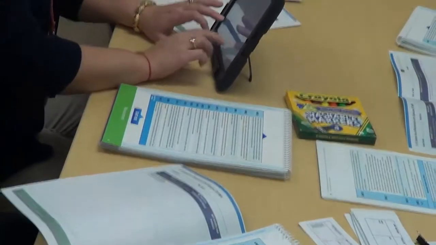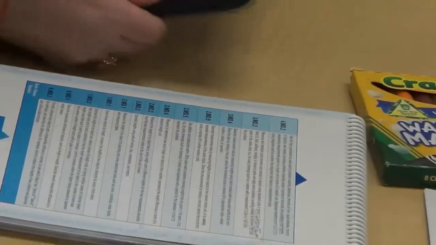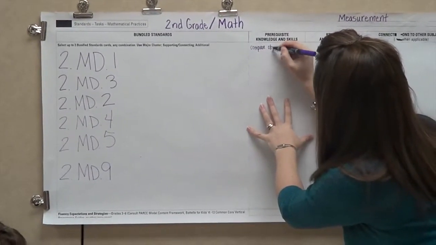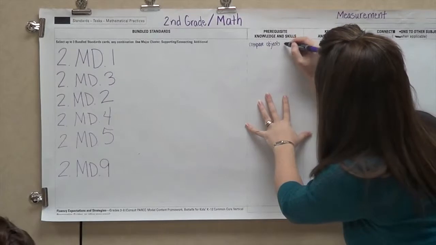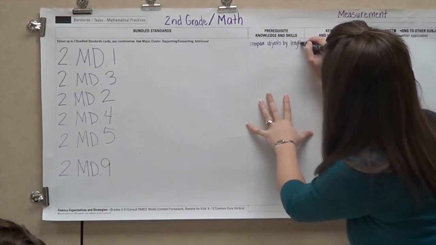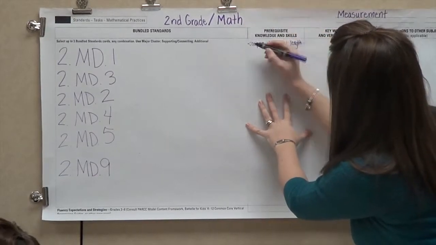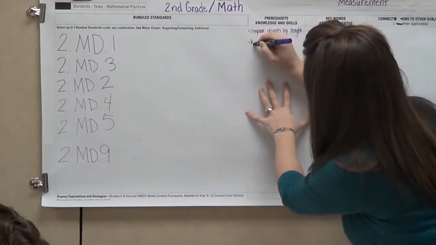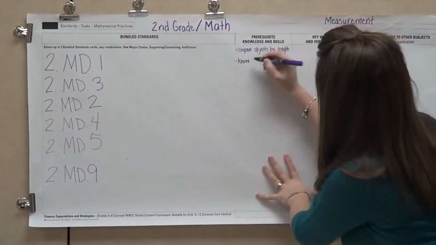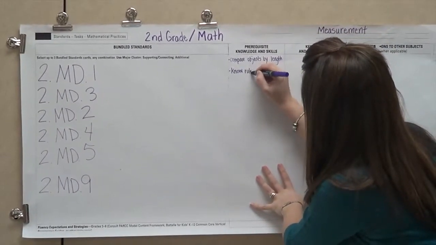Okay, so they would have to be able to order objects by length. So they would need to recognize the short one, a little longer one, and the longer one. And then in order to measure the length of an object by selecting and using appropriate tools, they need to know what those tools are. So they need to at least have an introduction to ruler, yardstick, tape measure.